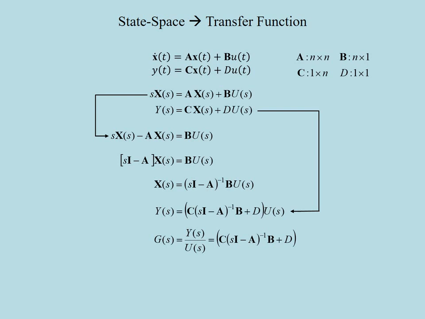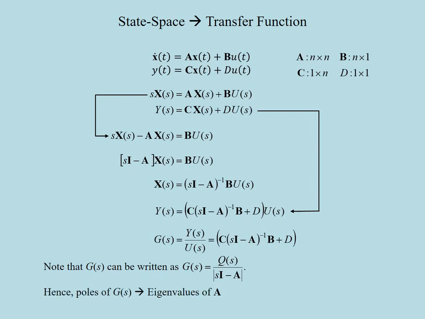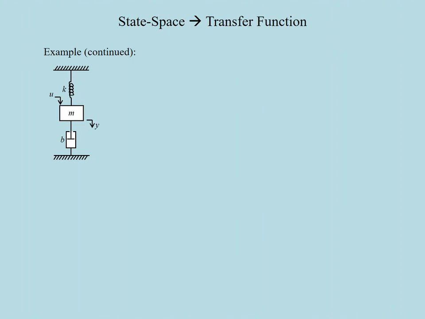Note that the s variable appears only in the matrix sI minus A, which is inverted. That means G of s will be obtained as the ratio of two polynomials, and the denominator polynomial will be the determinant of sI minus A. So we conclude that any pole of the transfer function G of s must be an eigenvalue of the system matrix A. Let us now continue with our example mass spring damper system and obtain the transfer function from the state space description we have derived before.